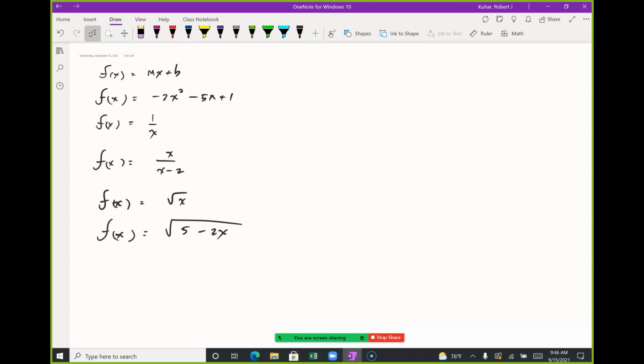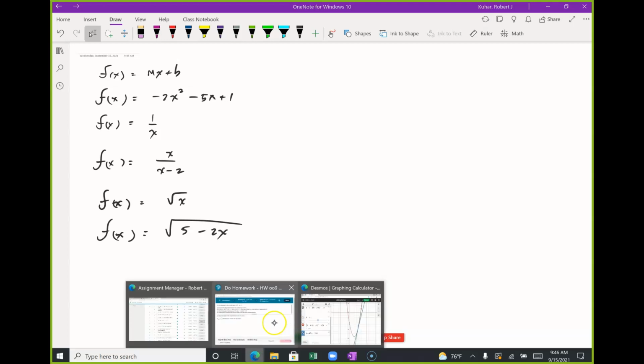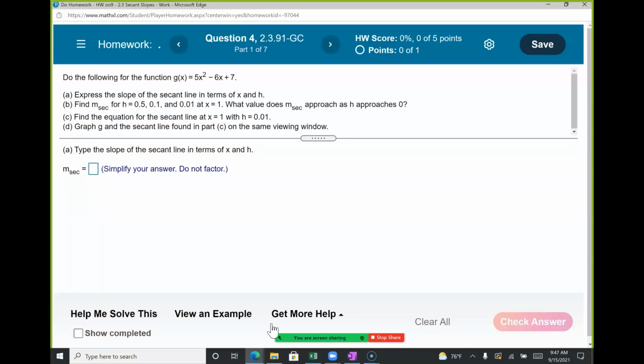I would suppose you could do the limit too. You could do the limit of your secant slope, let H go to 0, and then actually graph the tangent line. But I'll wait for you to ask me to do one of those Friday or Monday. Okay? Nice. Sounds good.